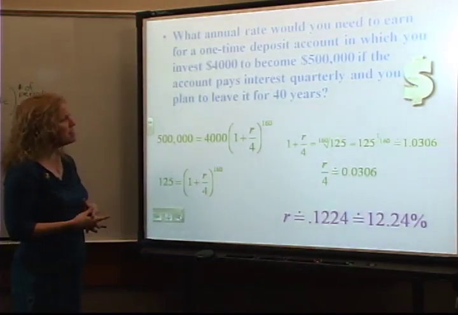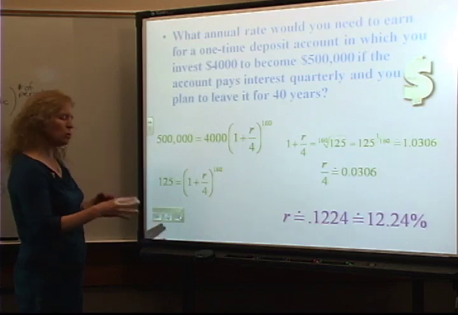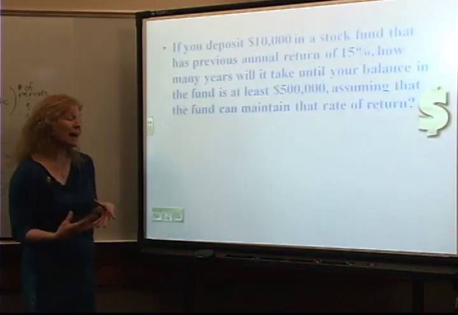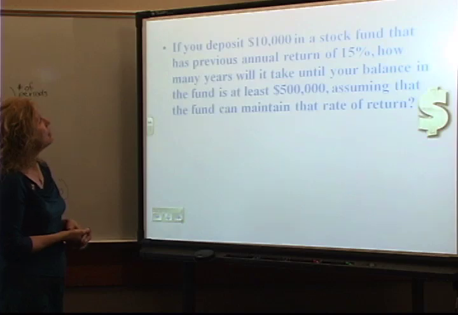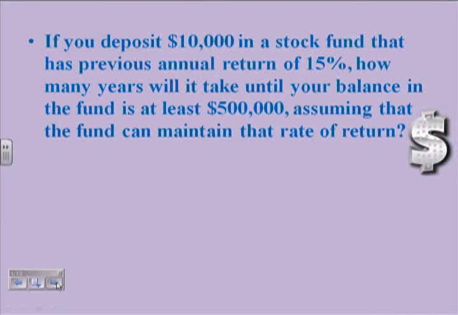Now, so far, these haven't been terrible, but we've been dealing with equations that had exponents in them. You deposit $10,000 in a stock fund, so my A0 will be 10,000. Annual return of 15%. How many years? So we're going to work with an annual compounding here until you get the 500,000. And of course, that's a huge assumption. We're going to maintain that 15% annual rate.